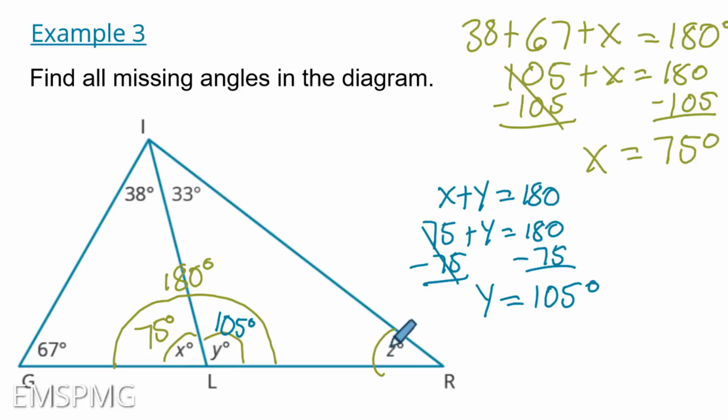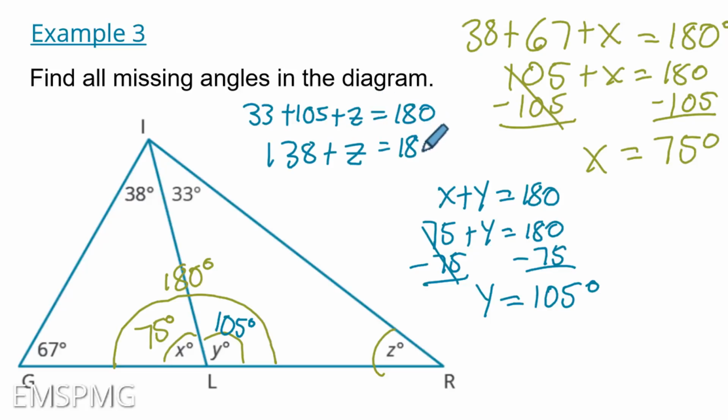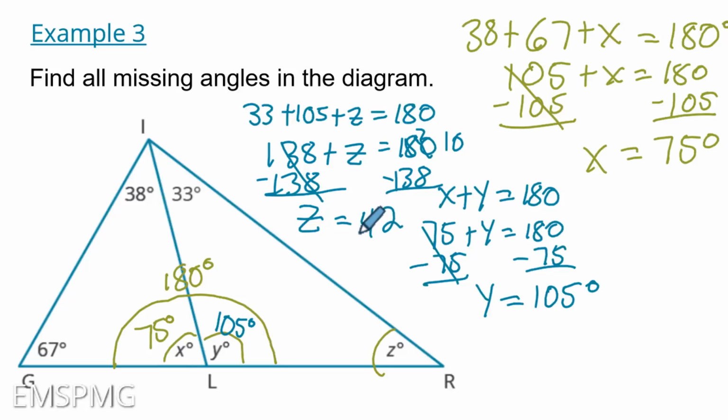And then the last one is z. We know that we got 33 degrees, 105 degrees, and z. So we know those will add up to 180. Hopefully you kind of see the pattern now of what you need to do with these problems. So 33 plus 105, that would be 138, plus z equals 180. And then we need to subtract 138. So z would equal 42? Yeah, that makes sense. Okay, so 42 degrees. Bam.